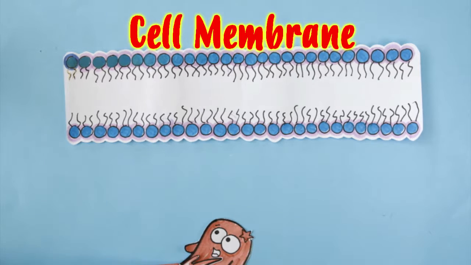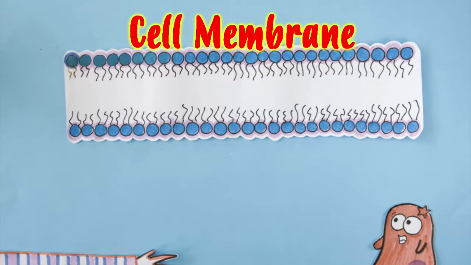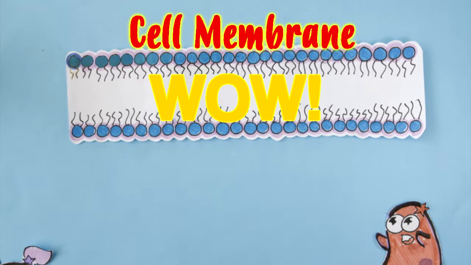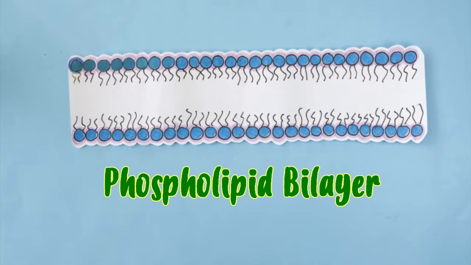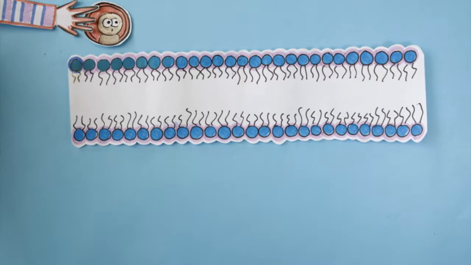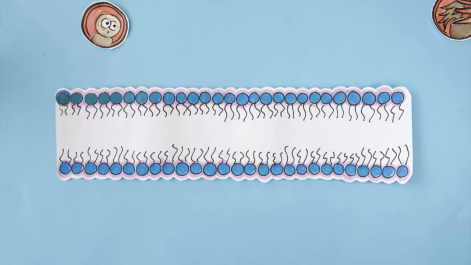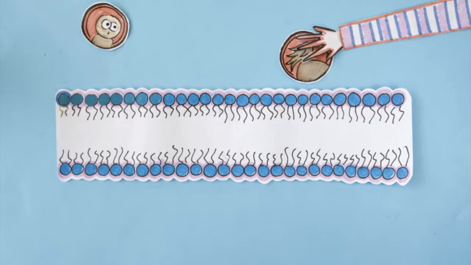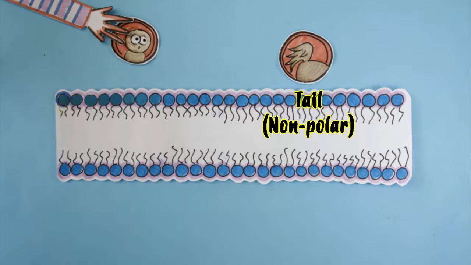Let's take a look at the cell membrane. You could have a whole course on the cell membrane itself. It has amazing structure and signaling abilities, but to stick to the very basics, it's made of a phospholipid bilayer. Bilayer means two layers, so you have these two layers of lipids. Part of them is the tail, which is nonpolar, and the head, which is polar.